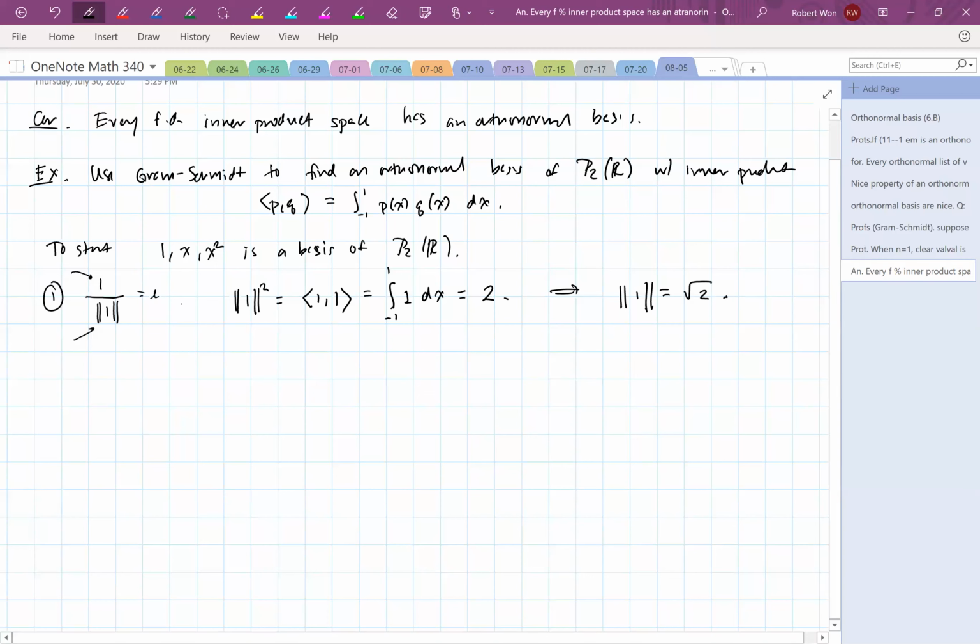So this is supposed to be e1. So e1 is the constant polynomial 1 divided by the norm, which is the square root of 2, which your book writes as the square root of 1/2, which is fine. I'll just stick with what your book does.